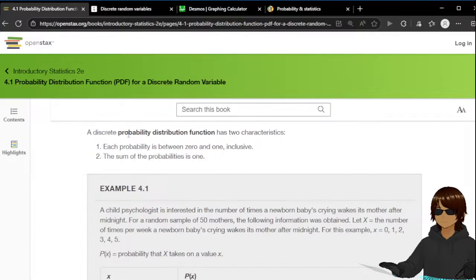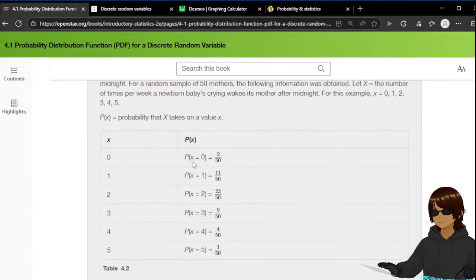A discrete probability distribution function has two characteristics. Each probability is between 0 and 1 inclusive. The sum of the probabilities is 1. So the probability that x is equal to 0 is 2 over 50. The probability that x is 1 is 11 over 50.